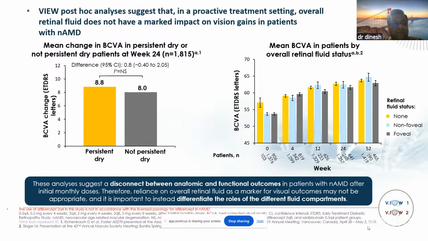Okay. So here from the bar chart, we can see that BCVA change is hardly significant in the persistent dry and non-persistent dry neovascular AMD, and overall retinal fluid status is also not so significant. So it suggests a disconnect between anatomic and functional outcomes in patients with neovascular AMD after initial monthly doses. Therefore, overall retinal fluid as a marker for visual outcomes may not be appropriate. And that's where the role of the different fluid compartments came in.